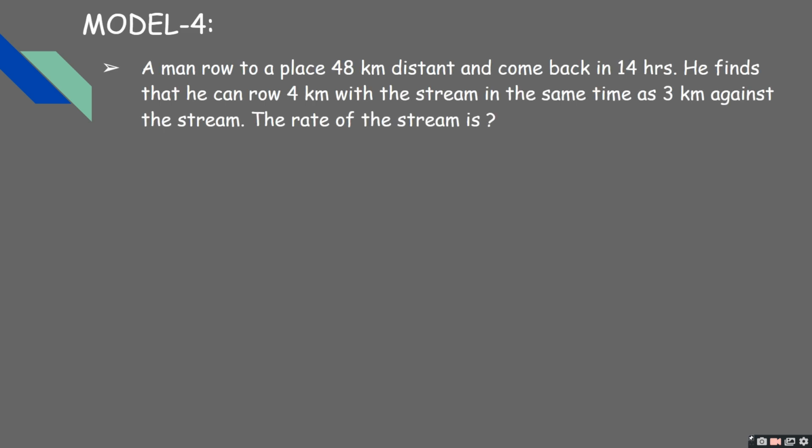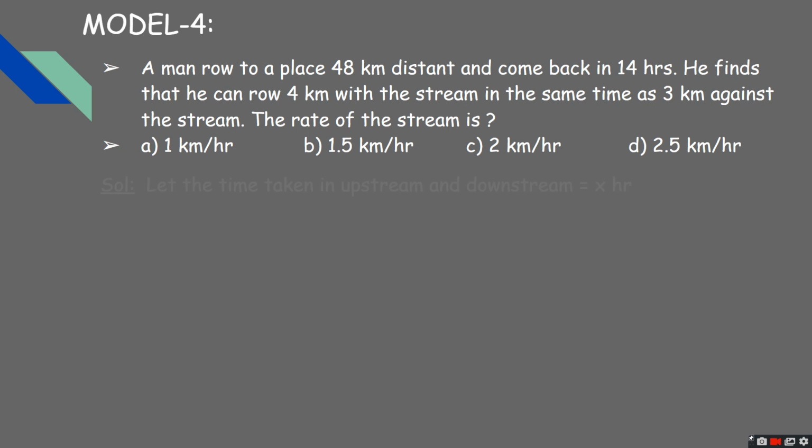Coming to the next question: a man rowed to a place 48 kilometers away and came back in 14 hours. He finds that he can row 4 kilometers with the stream in the same time as 3 kilometers against the stream. The rate of the stream is? In the question, they have given that the time is the same in both upstream and downstream condition. So, let it be x hours.